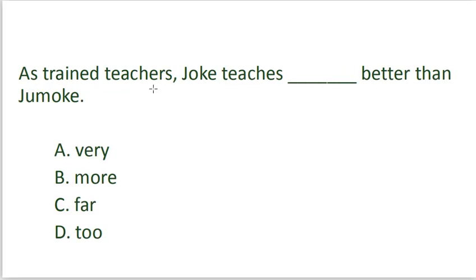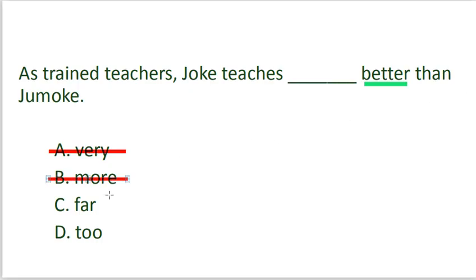As trained teachers, Joke teaches dash better than Jumoke. A, very. B, more. C, far. D, too. Now we are looking for the correct intensifier to modify the adjective better. Very better than Jumoke is not correct. Now, more better than Jumoke should not even be considered at all.